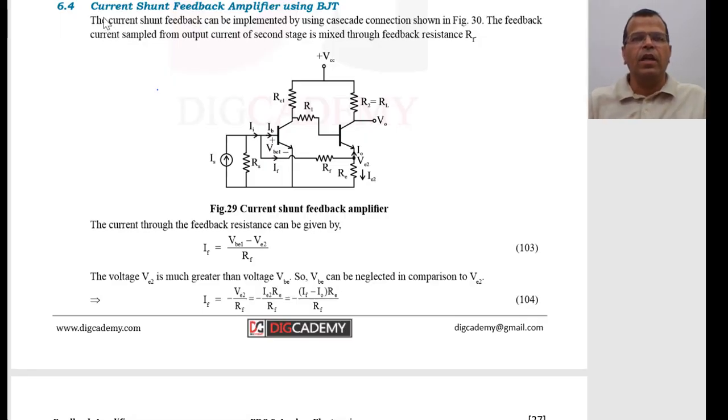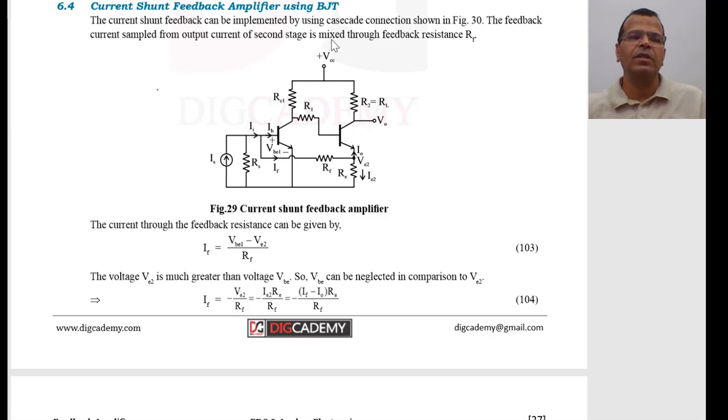Hello friends, now we are left with a very small topic, that is current shunt feedback amplifier using BJT. This feedback amplifier is not very important from examination point of view because no question has appeared in any of the exams in the past from this topic. So I am covering this topic just for sake of coverage.